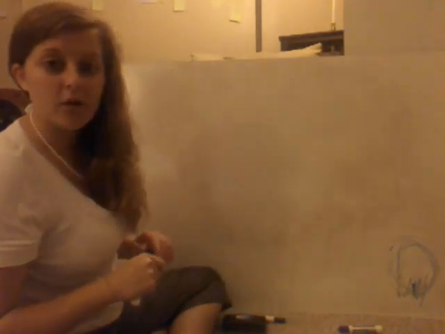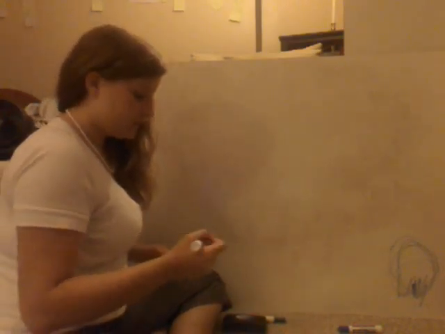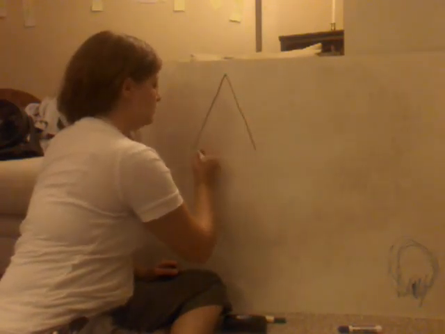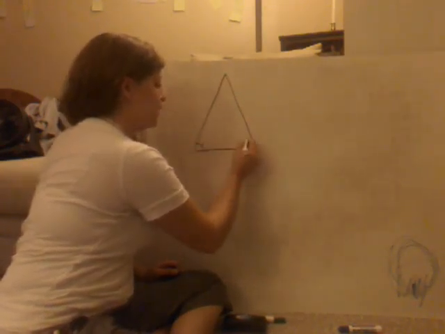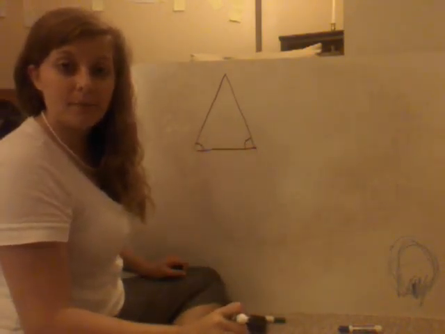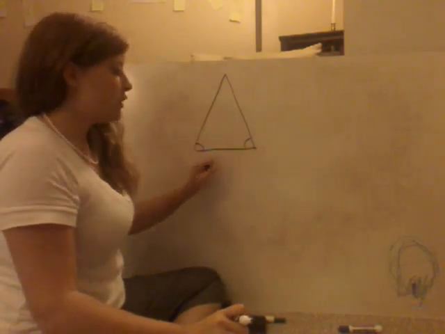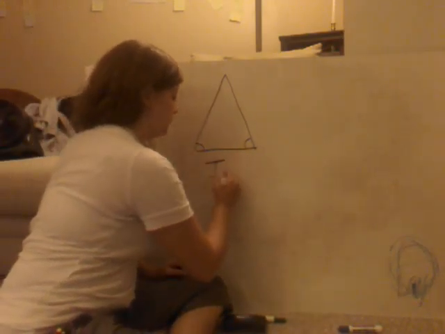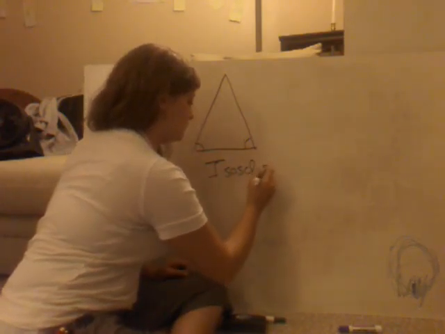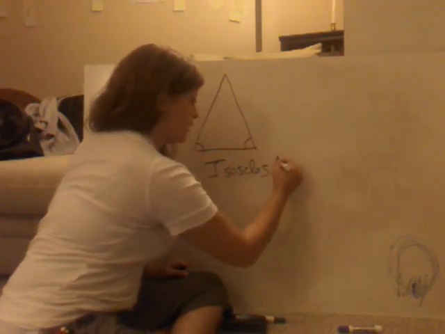Alright, so the next set was to identify each triangle. Not the angle specifically, but each triangle. So number 6 was an isosceles. It had two congruent angles. Remember, congruent meaning the same. An isosceles triangle has two congruent angles. And there's my triangle sign.